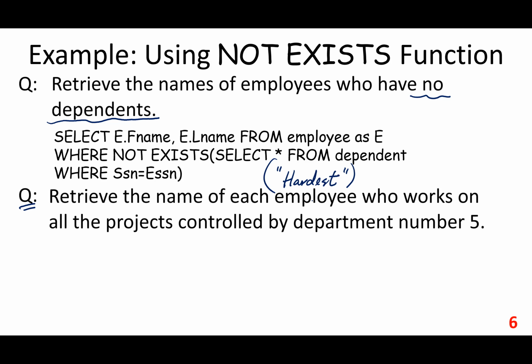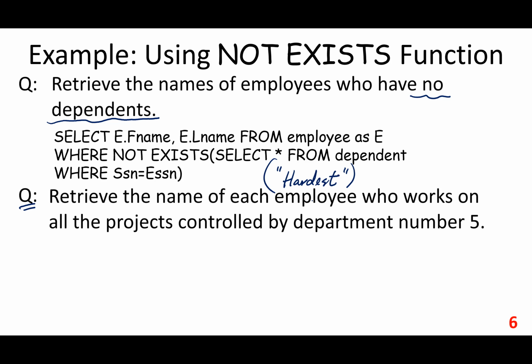Retrieve the name of each employee. That part is easy, but the condition part is hard. Who works on all the projects controlled by department number 5. Think about this condition. What's the meaning of this condition? One employee can work on multiple projects, right? A list of projects. So for each employee, we can list all the projects worked by this employee.